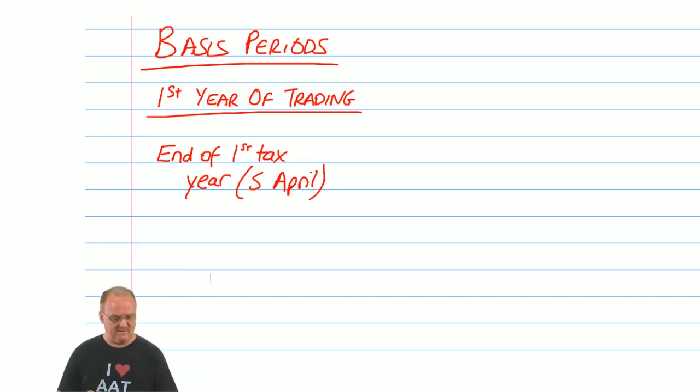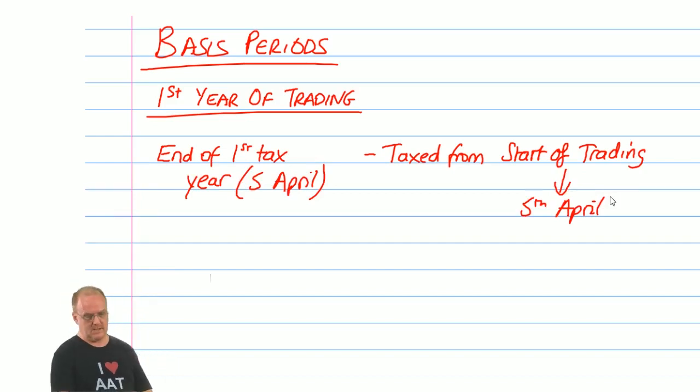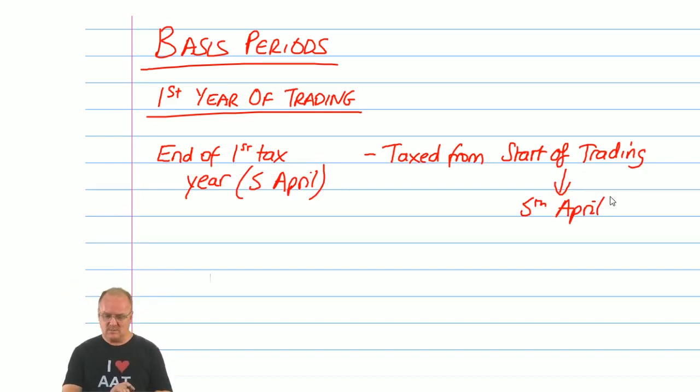And at the end of that first tax year, you will be taxed from the start of your trading through to that 5th of April date. So that's what happens in year 1.